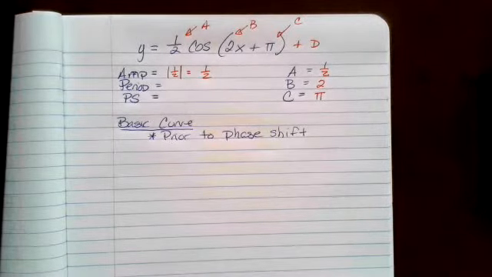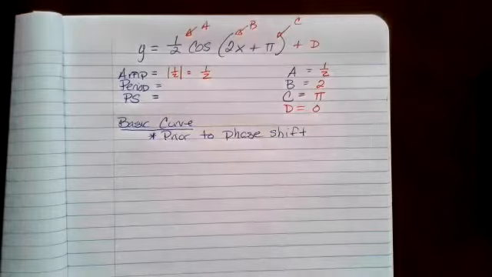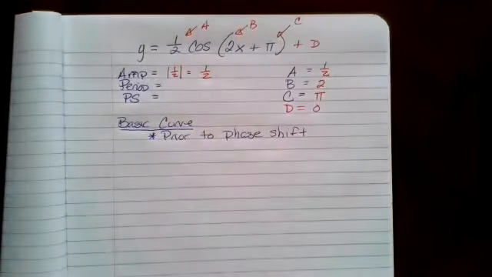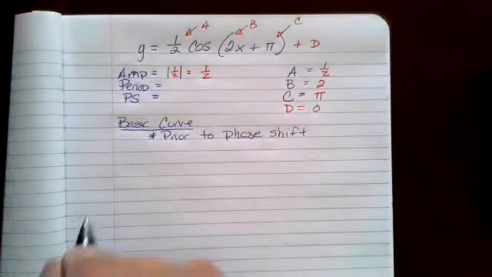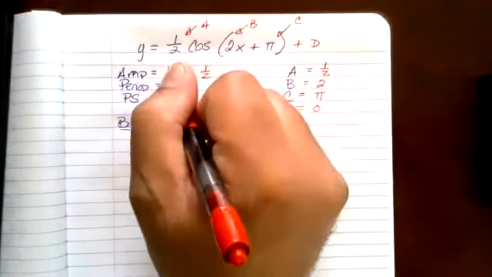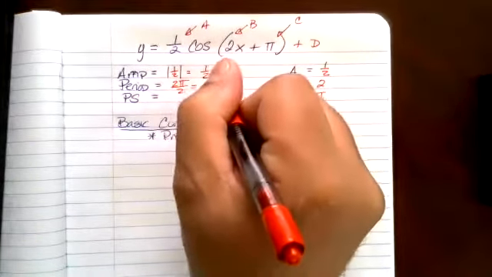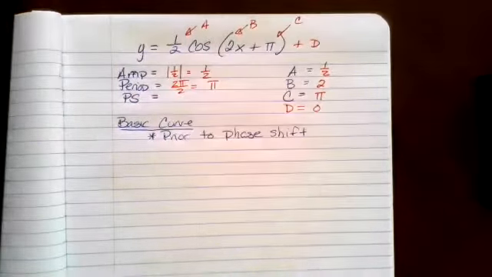D would be over there, if it exists. We had it, or it does. Actually, I could say D is equal to 0, right? Plus 0. So my period in this case would be 2 pi over B. So it's going to be 2 pi over 2, which is just pi.